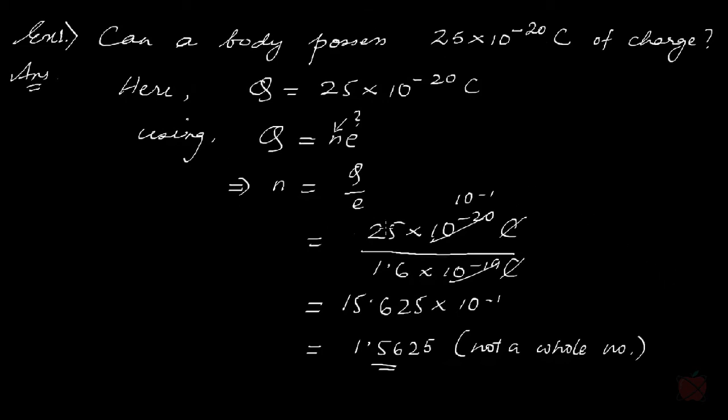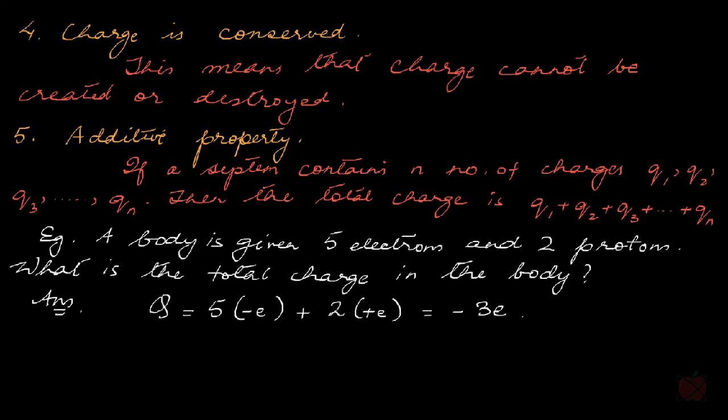Is that clear? So this concept comes from where? It comes from the quantization of charge. All right, number 4, charge is conserved. Now what does it mean? Have we heard that energy is conserved? Yes, energy cannot be created or destroyed. Similarly here, charge is conserved means that charge cannot be created or destroyed.